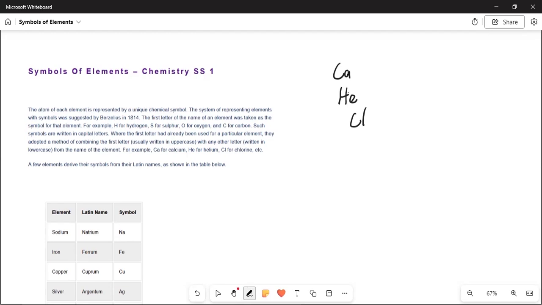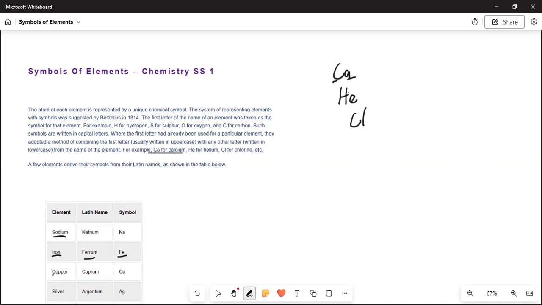We have a table here showing the name of the element, the Latin name, and the symbol. So sodium, for example, in Latin is natrium, and so the symbol is Na, just like we use here. So in this case now, we are taking the first letter of the Latin name plus the next letter from the name, so that the symbol of sodium is Na from the Latin name natrium. The same thing applies to iron. The Latin name is ferrum, and so the symbol is Fe, the first letter plus the next letter.